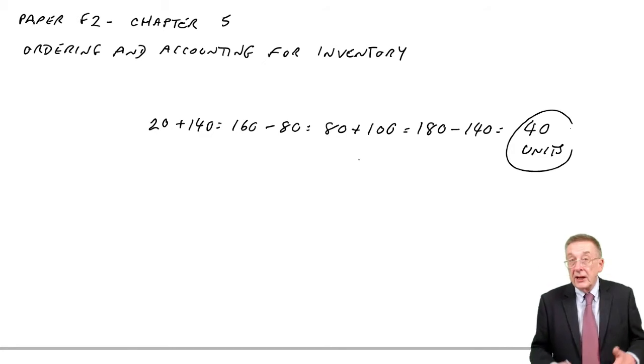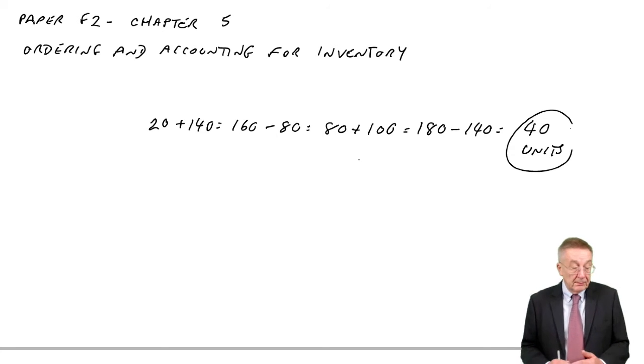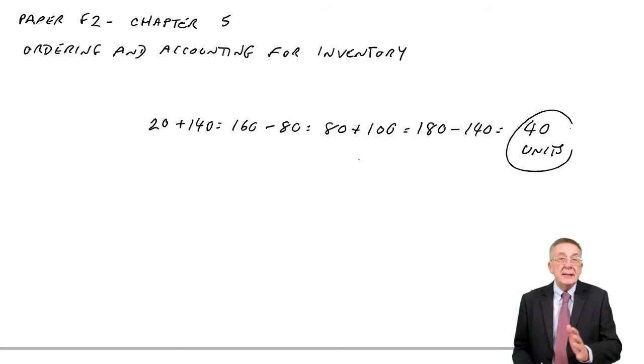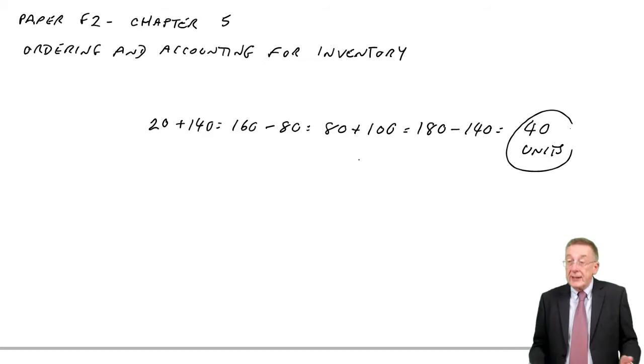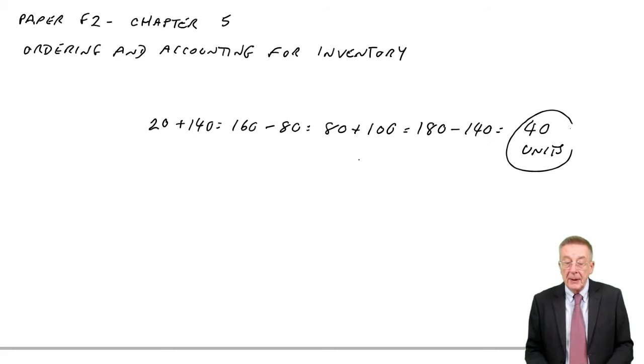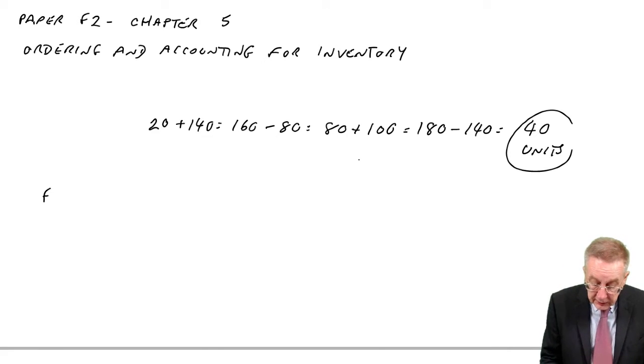But did they cost us $4? Did they cost us $4.40? Did they cost us $4.60? That's the problem. As I said, there are 3 different ways that we could choose to value it, and 3 different ways could be asked of you in the exam. And the first one, for example 1, is something called first in, first out.